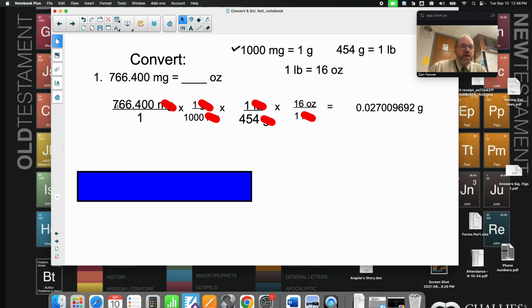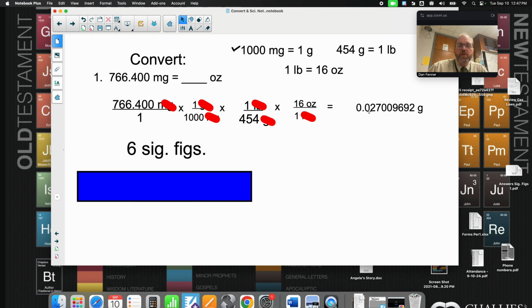So we look over here. I have 766.400. The 7's not a 0, it's significant. 6 is not a 0, it's significant. 6 is not a 0, it's significant. The 4 is not a 0, it's significant. So I've got 4 sig figs right there. How about these 2 zeros? These 2 zeros are after a number, after a decimal. They're showing exactness, so they're significant. So I have 6 sig figs.